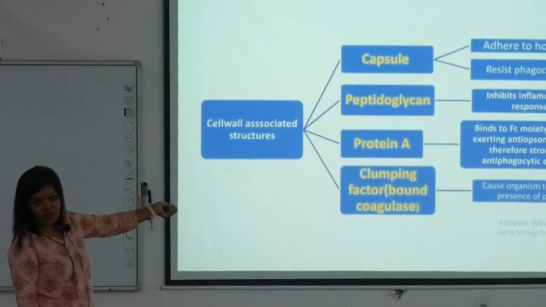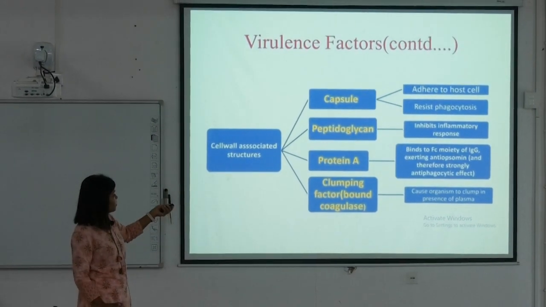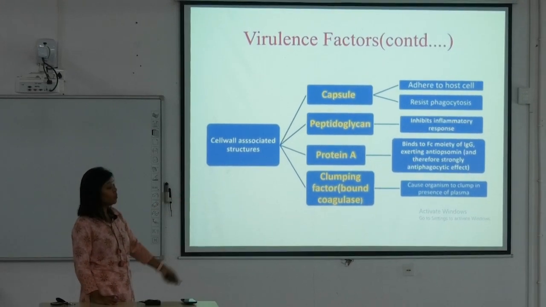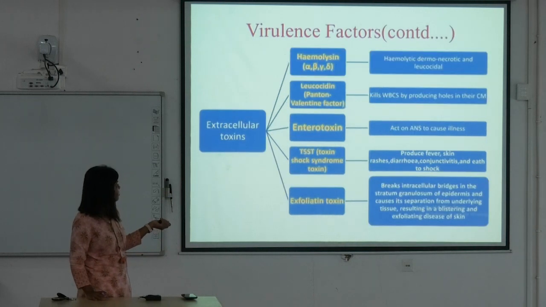Okay? Protein A I have told you attaches to the Fc region, the peptidoglycan is a thick layer, and also the clumping factor I told you helps clump plasma, the bound coagulase action.